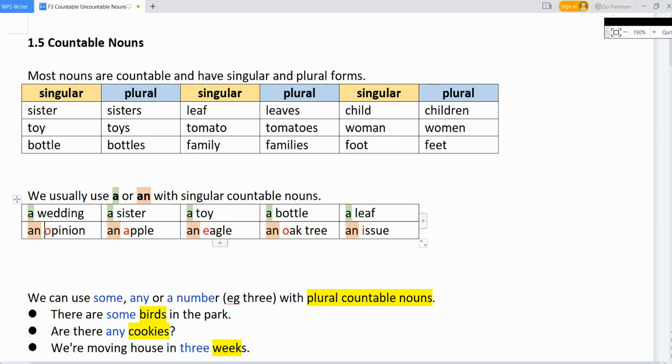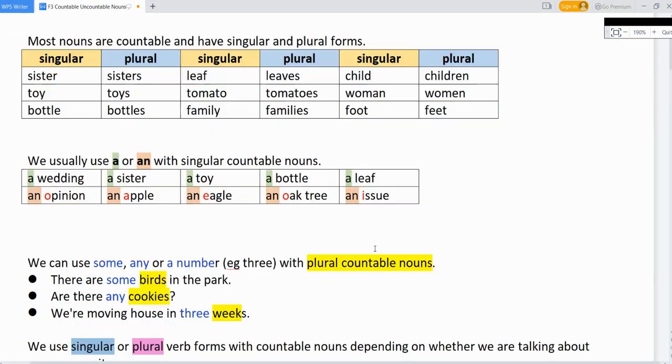However, if the noun starts with a vowel sound, for example, O, E, E, O, and E over here, then we use article an. For example, an opinion. You don't say a opinion, you say an opinion. An apple, not a apple. An eagle, an oak tree, an issue.